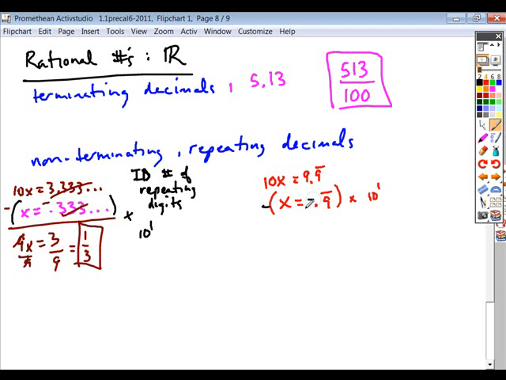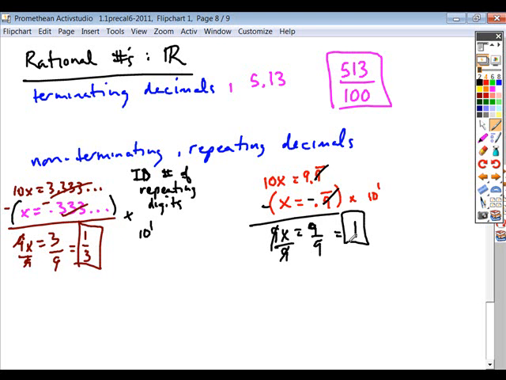We can then subtract both sides. We get 9x is equal to, here the repeating digits cancel, leaving 9 minus 0, which is 9. And so what is the rational form of 0.99 repeating? 9/9, which reduces to 1. So this is the proof.